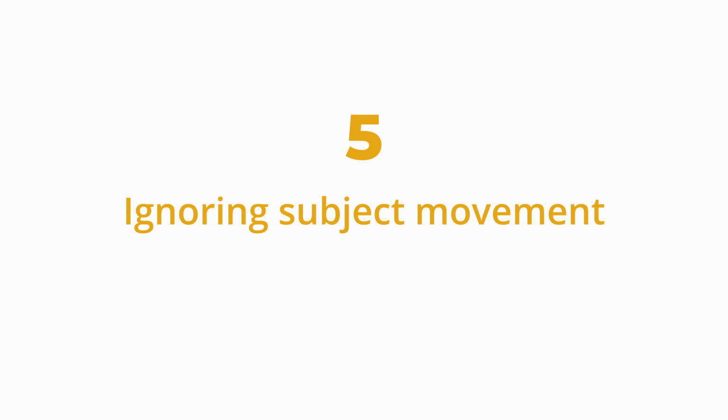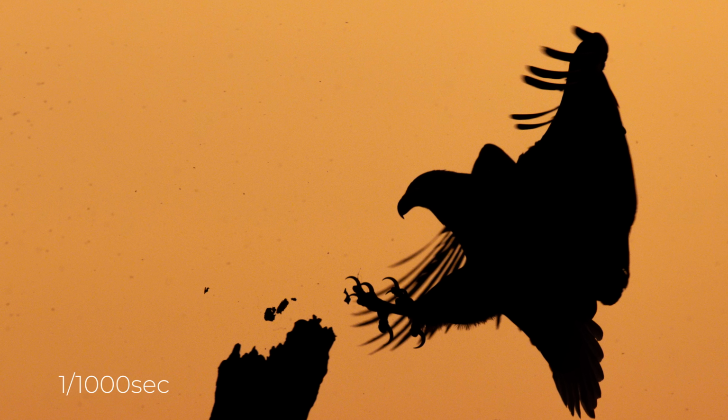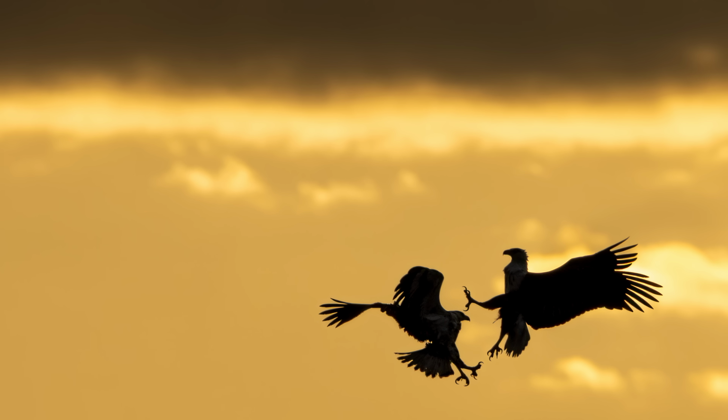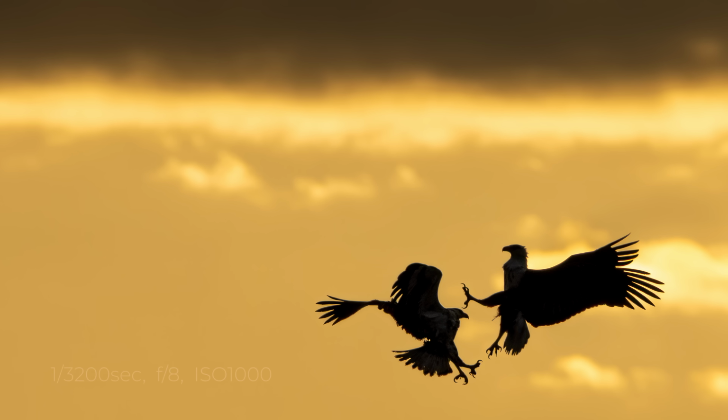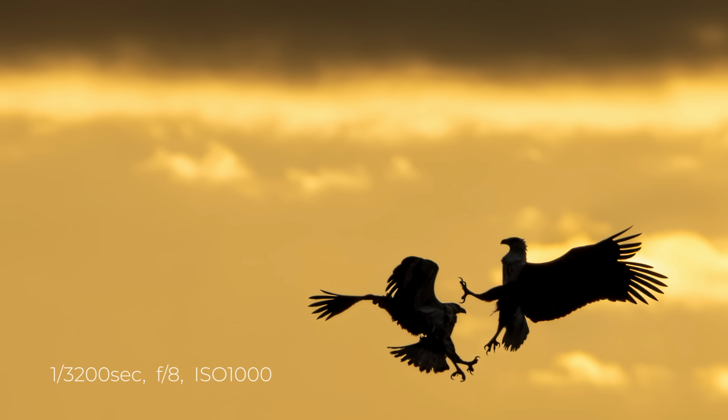With moving subjects like birds in flight or running animals, too slow a shutter speed will introduce motion blur and ruin the crisp edge of the silhouette. Keep an eye on your shutter speed and raise your ISO if needed to freeze that movement cleanly.